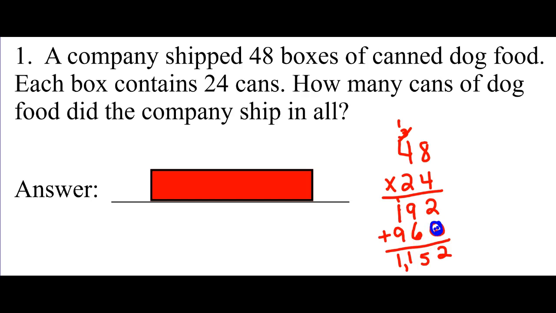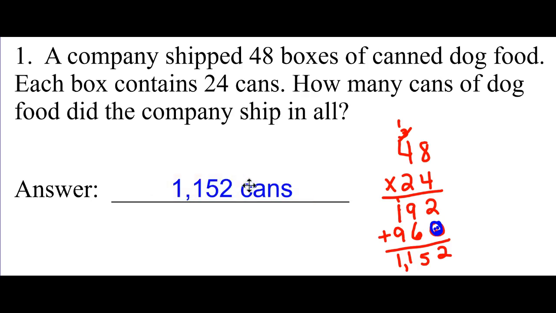And when I added those two numbers together, I ended up with 1,152. Now, on your answer line, you need to make sure that you have this final answer, 1,152 cans. Now that you see the answer, I want you to look at your paper and circle yes or no. Were you correct the first time you tried it? If you were, circle yes. If you had it wrong, circle no. And then write a short explanation of what you did wrong before you move on to the next problem.